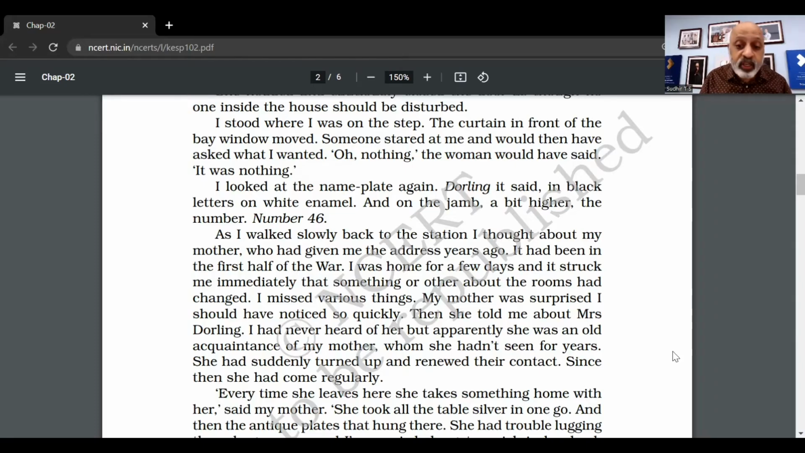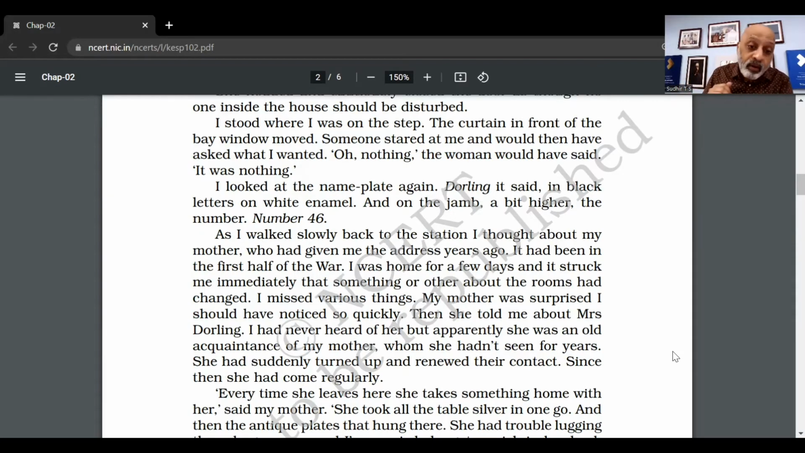Whom she had not seen for years. She had suddenly turned up and renewed their contact. That is, renewed the association. You meet someone after many years. He or she may not be a close friend, but you're an acquaintance in the sense you know about them. You know a bit about their family. You know a bit about what they do.